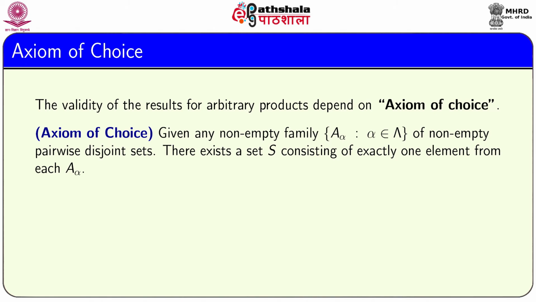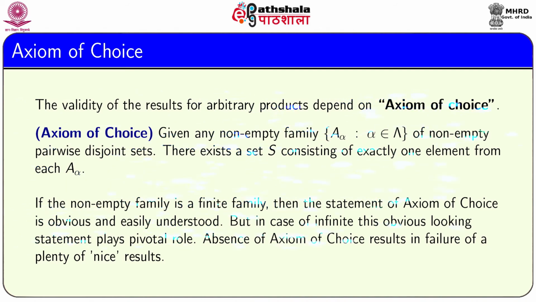The validity of the results for arbitrary products depends on the axiom of choice. The axiom states that given any non-empty family A_alpha, alpha belonging to lambda, of non-empty pairwise disjoint sets, there exists a set S consisting of exactly one element from each A_alpha.